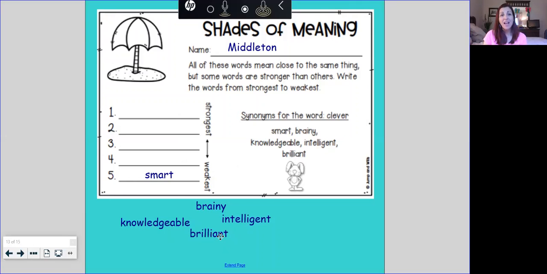For me, this word brilliant is really strong. Brilliant not only means that you're smart, but that you have a really different way of thinking about things. Brilliant inventors, really smart, not just kind of smart. All right, so then I'm going to try to fill in those words that are kind of in the middle as far as their strength. So I've got brainy, knowledgeable, intelligent.